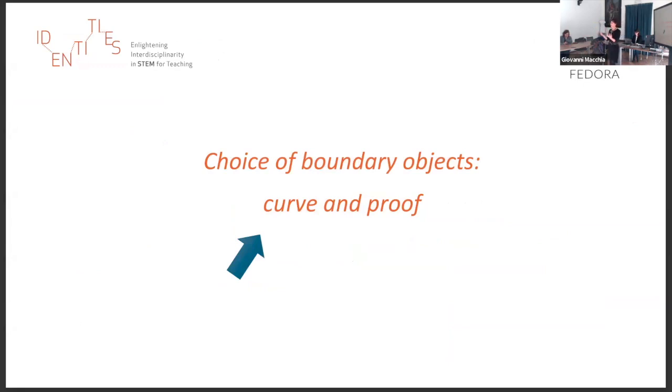We decided to create this path and reconstruct this interdisciplinary analysis based on two boundary objects. There are many boundary objects. We took curve and proof. Curve: what is a curve in mathematics? What is a curve in physics? What is a curve in your disciplines? And proof. These are words that we use, but we discovered very soon that we conceptualize them in very different ways.